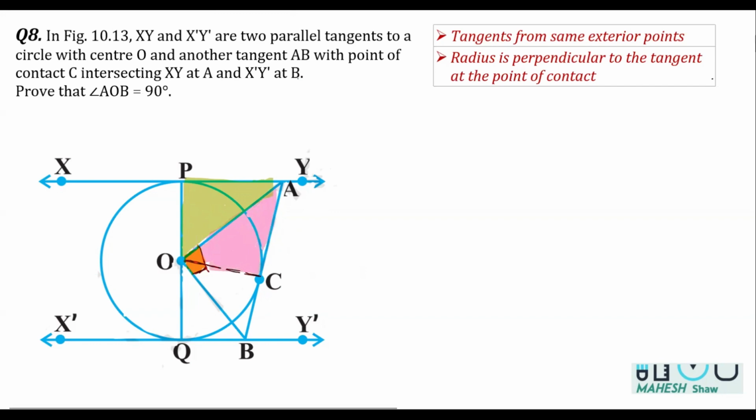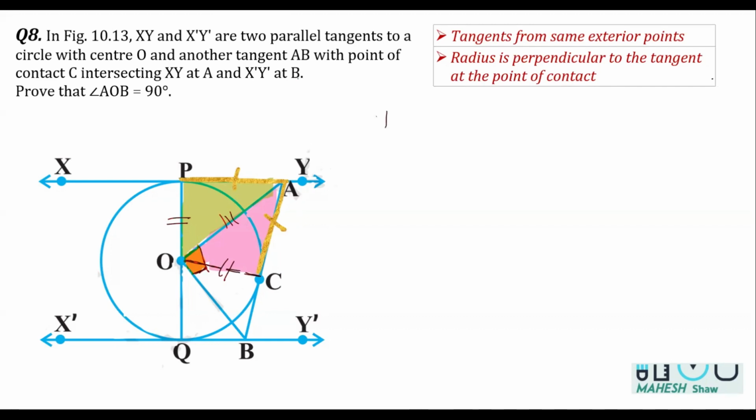Number one, we can see that AP is equal to AC. That's tangents from the same exterior point. And the second is radius is perpendicular to the tangent at the point of contact. So these are 90 degrees, or you may use radii, that's fine. OP is equal to OC, radii, and this is a common side. So we can say these two triangles are congruent.